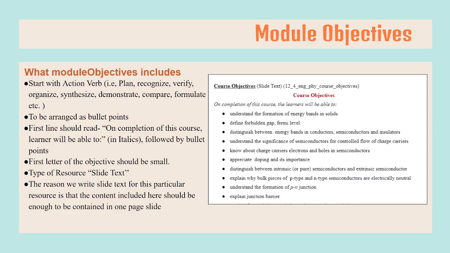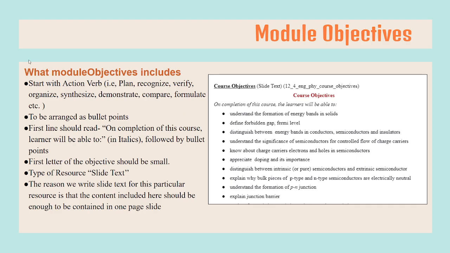When you write the module objective, all module objectives should start with an action verb. Is this correct? Is the first sentence right? Is the first word an action verb? No. Understand how you will measure it. You can't measure it. Action words should be in a measurable form. So that's a wrong example. All the others, if you define, distinguish, these are all measurable action verbs.